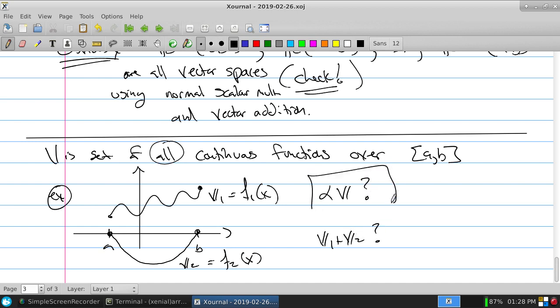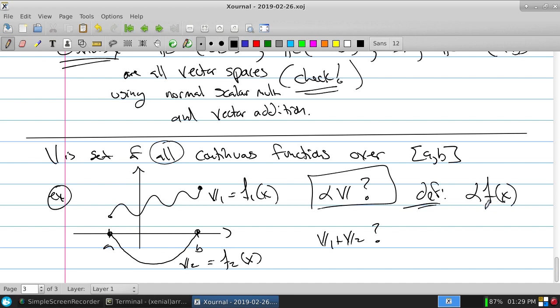What do you think would be a good definition for a scalar multiplier? All right, what am I dealing with? Functions. Can I just go ahead and put a number in front of a function? We're just going to go ahead and define this to be alpha f of x. What does that do?